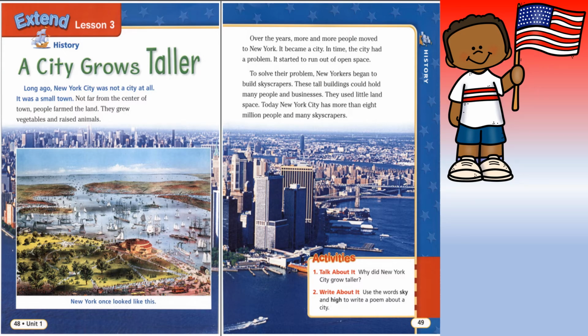Let's extend lesson 3 with a history lesson. A city grows taller. Long ago, New York City was not a city at all. It was a small town. Not far from the center of the town, people farmed the land. They grew vegetables and raised animals. Over the years, more and more people moved to New York. It became a city. In time, the city had a problem.